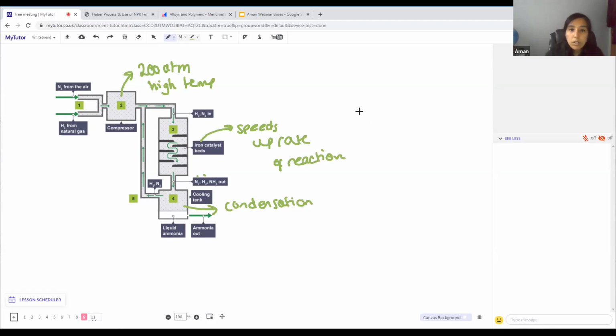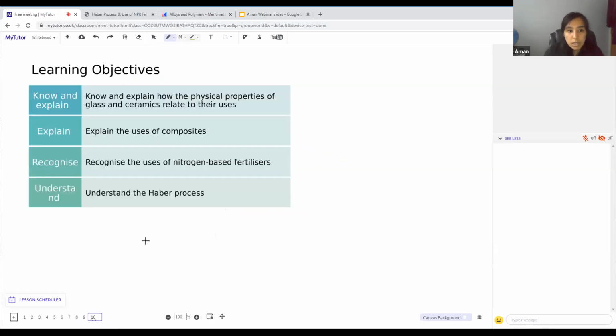Okay then, I don't think we've got any questions on the Haber process. If you do have any on any of today's content, please do ask. So before we look at some exam questions, let's just recap everything we've looked at today. So we looked at the physical properties of glass and ceramics. So remember, they are both brittle, and that is because of the ionic and covalent bonding. When we strike it, it can be broken and we can cause repulsion within the ions, and that makes the glass and the ceramics break.